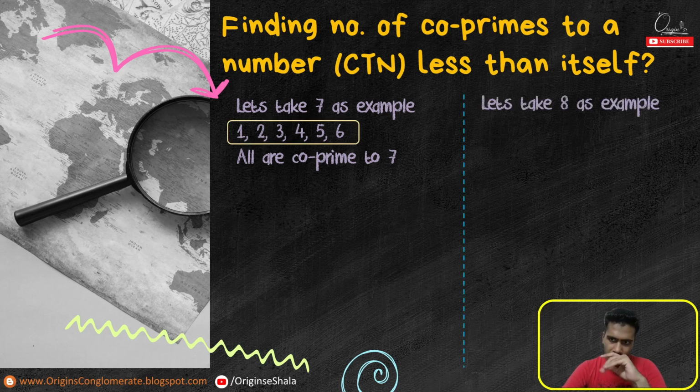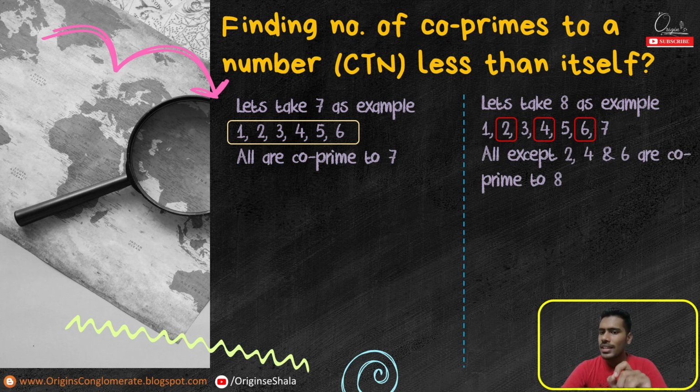Similarly, let's take the example of 8 this time. As you can see, 2, 4 and 6 have a factor of 2 or 4 in common with 8. That's why all the numbers except these 3 will be co-prime to 8.